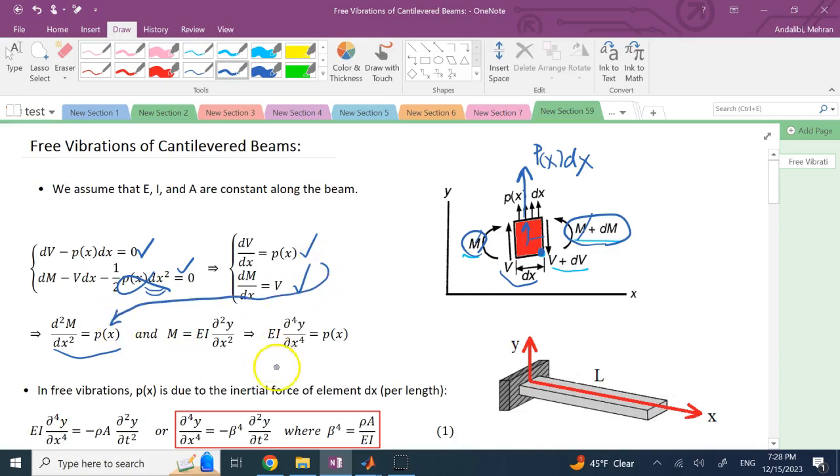Also, you know, in a beam, the bending moment is related to the deflection y by M equals EI times the second derivative of y with respect to x, where I is the second moment of area for the cross section of the beam, and E is the Young modulus. So if you combine these two now, you'll get what? You'll get EI, the fourth derivative of y with respect to x, equals Px. Okay, and this is what you had as the Euler beam.